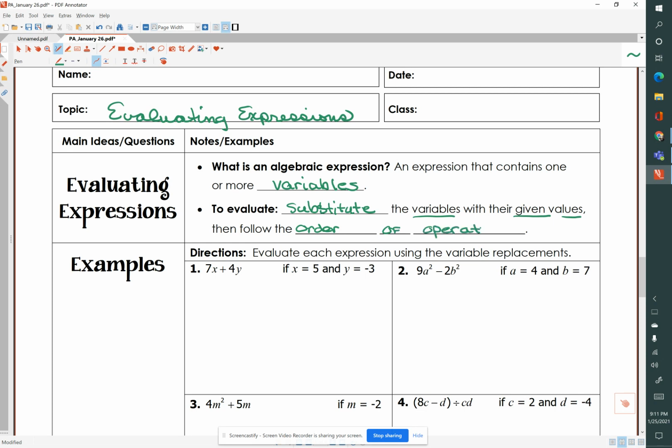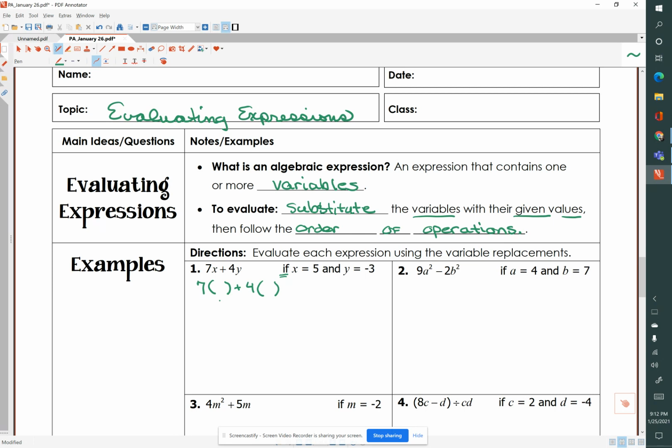I told you we were going to use this order of operations a lot, and you'll be using it a lot in your entire math career. Okay, so now in example number 1, it says 7x plus 4y if x equals 5 and y equals -3. So here's one way to handle this. Substitute parentheses for the letters, for the variables.